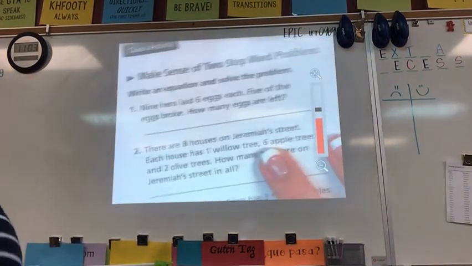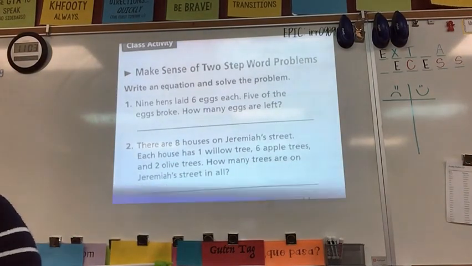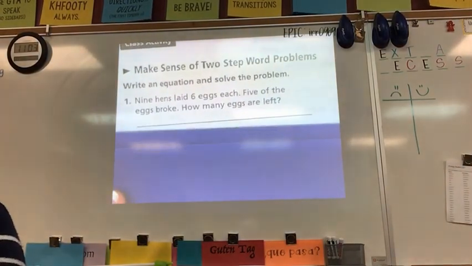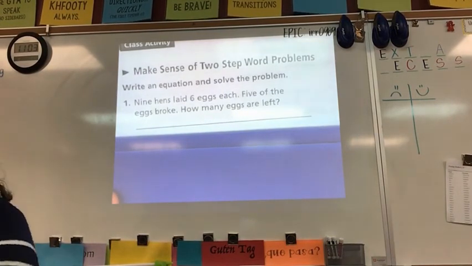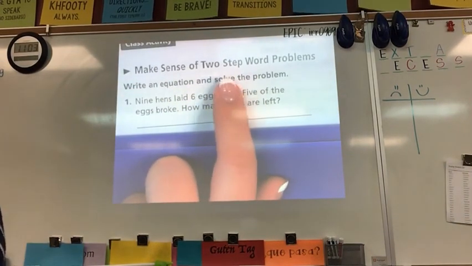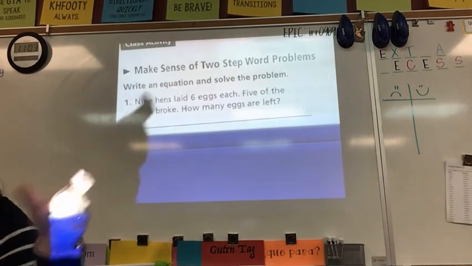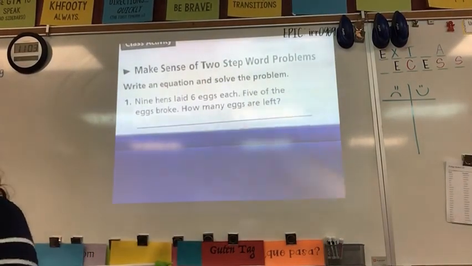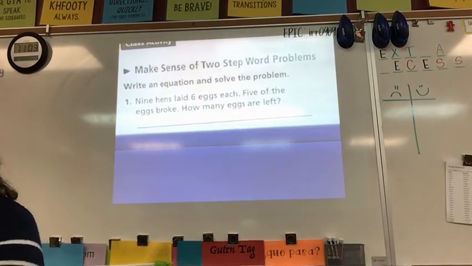Numero uno. 9 hens laid 6 eggs each. 5 of the eggs broke. How many eggs are left? And so I'm thinking in my brain, okay, they kind of gave away, they told me that it's a two-step word problem. So I know I'm going to have to do 2 steps to find my answer. So I need to be kind of a reading detective, and I need to be finding where's my first step.